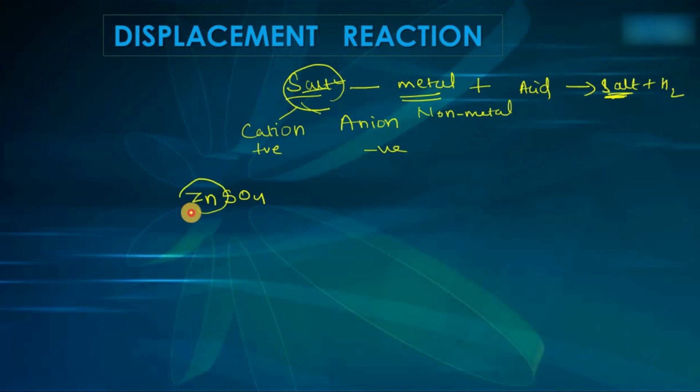So the cation here is the metal, that is zinc, while anion, the negative part, is SO4. Similarly, we have one more, CuSO4. That is, this is the cation part and this is the anionic part. So this is what is called salt. Now let us see what is displacement reaction.